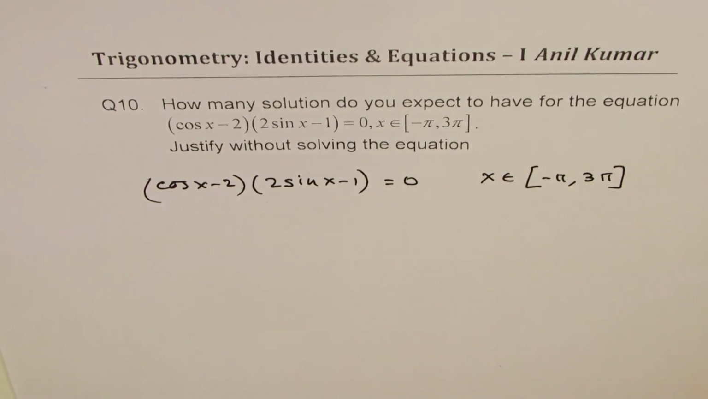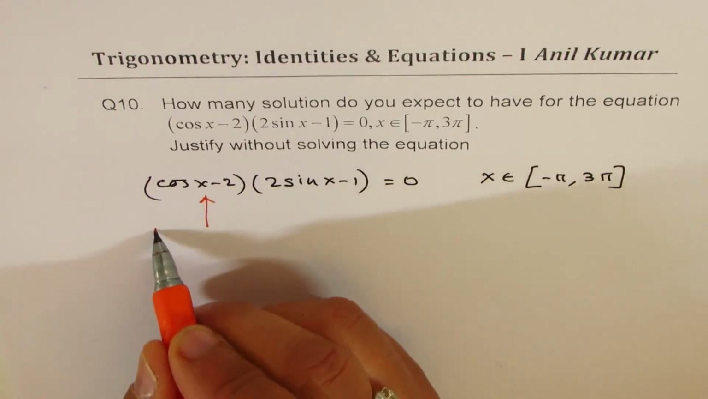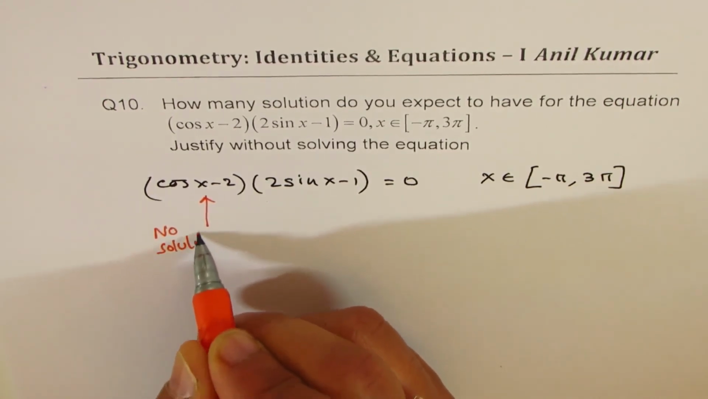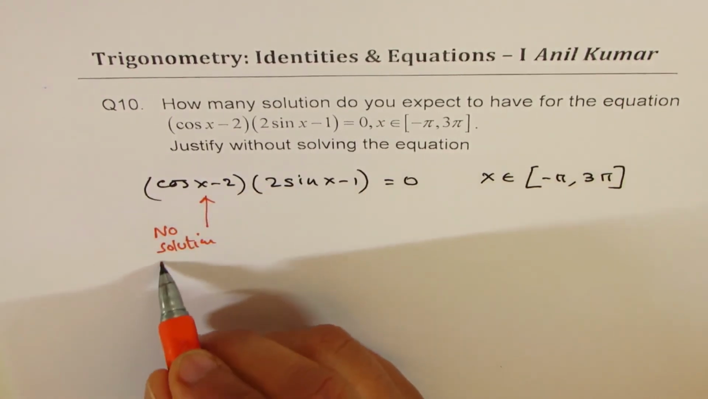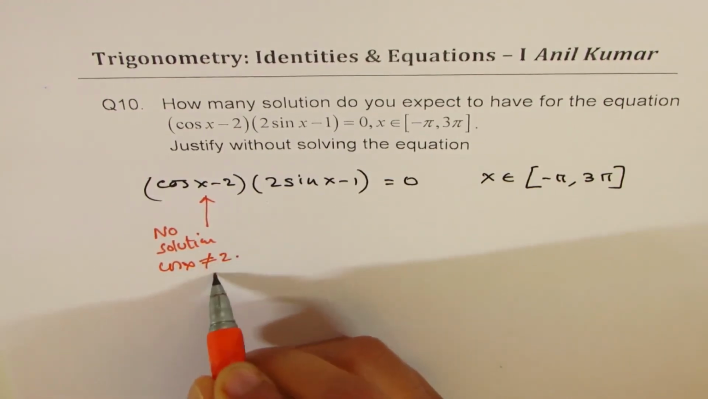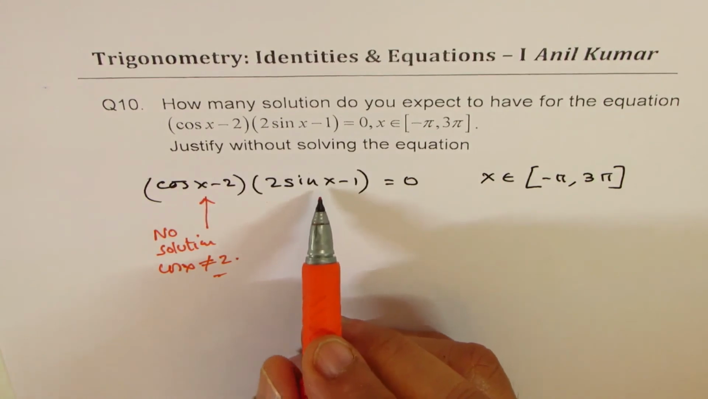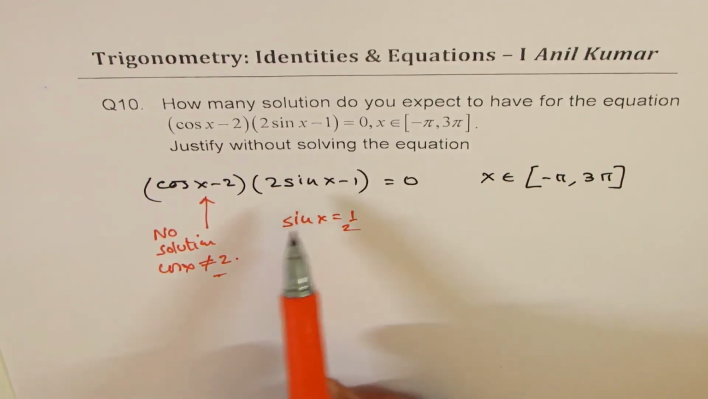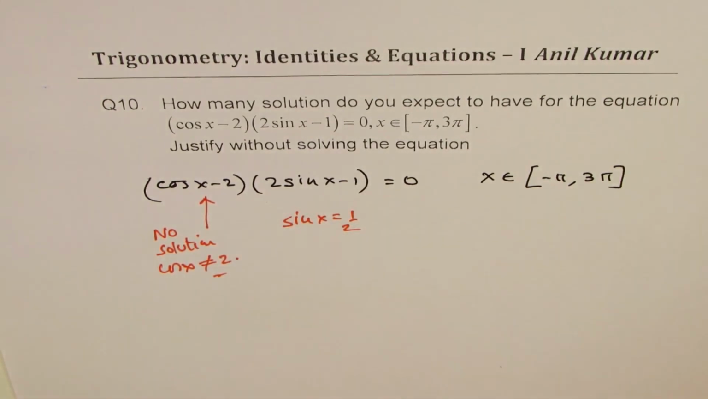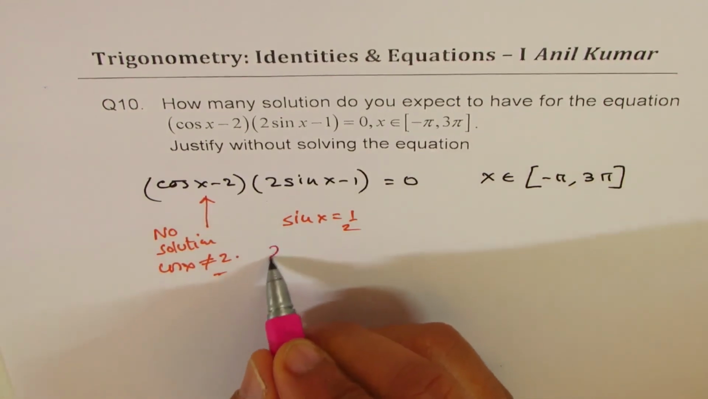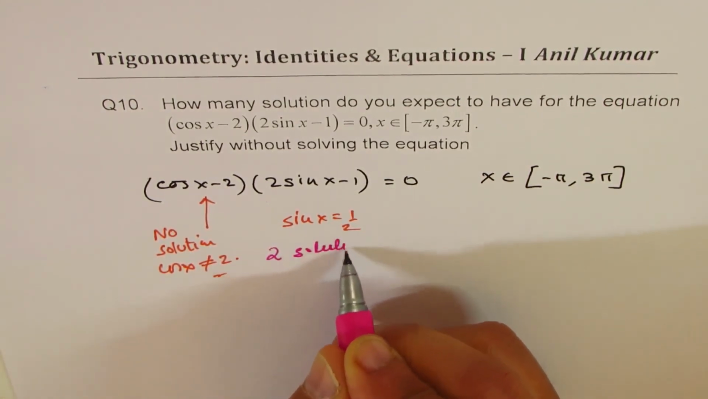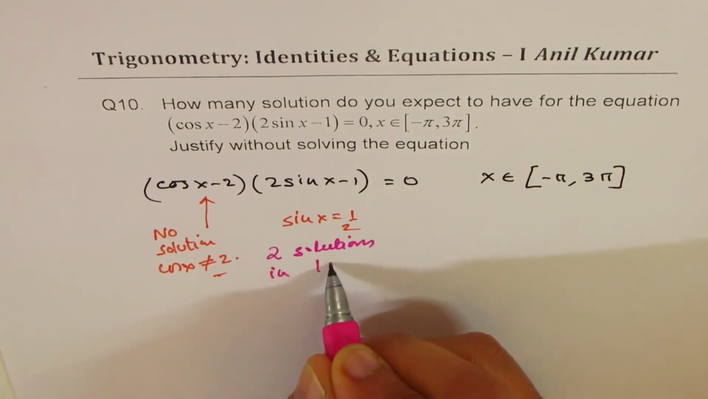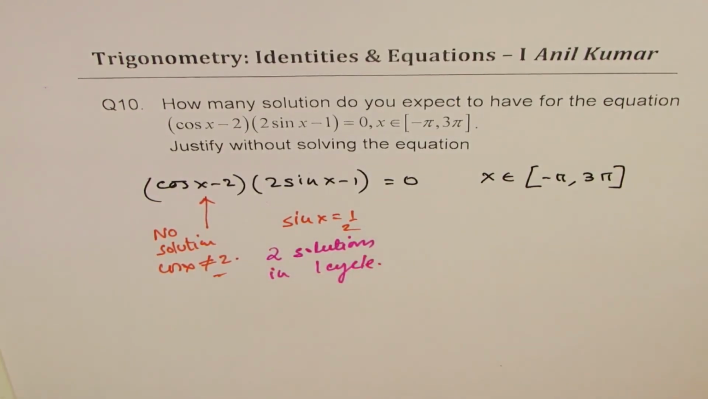Well, we don't have to really solve, but here there are no solutions from the first factor, since cos x can never be equal to 2, right? And in this case, we have basically sin x equals to half, correct? So in one cycle, there are 2 solutions. Right? So we have 2 solutions in one cycle. So what I'm trying to say here is we are given a domain minus pi to 3 pi.